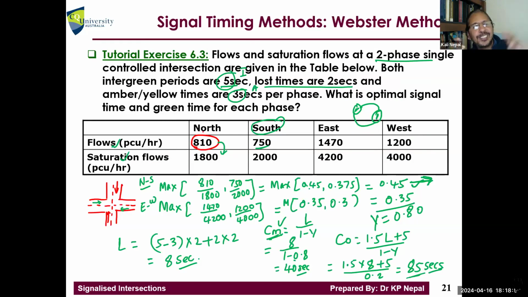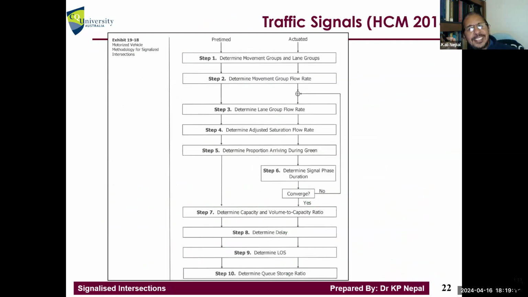This is very simple, without any complex calculation. We need to get the flow ratio, Y, and then calculate the lost time, and then just use the formula to calculate the cycle time. But that is not that easy when we analyze a complicated intersection. So for that, this is the process we follow.